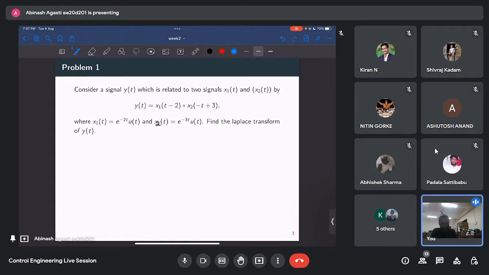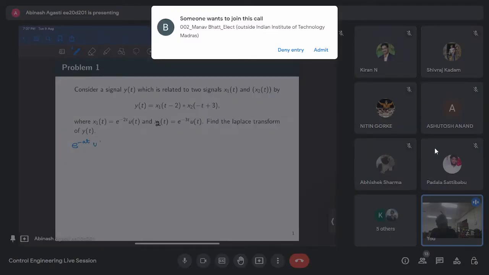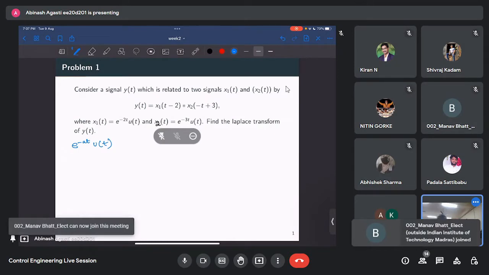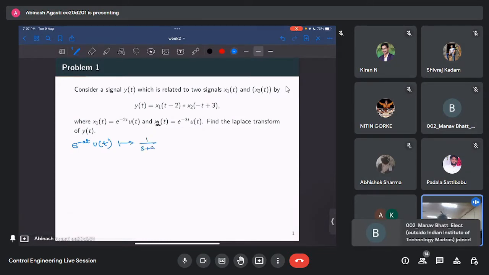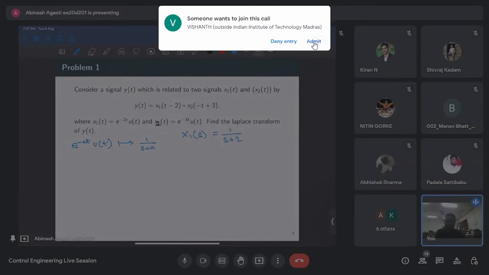So we know that if we have a function of the form e to the power minus at u of t, then it is transformed into 1 by s plus a, right? So for this, let us first take x1 and x2 and find their Laplace transforms. So x1 of s is what? 1 by s plus 2, because this is directly in the form e to the power minus 2t u of t.